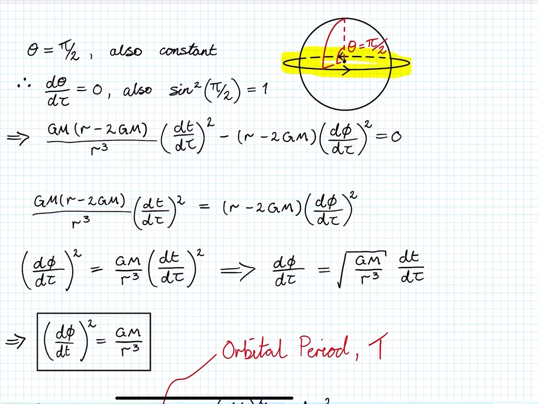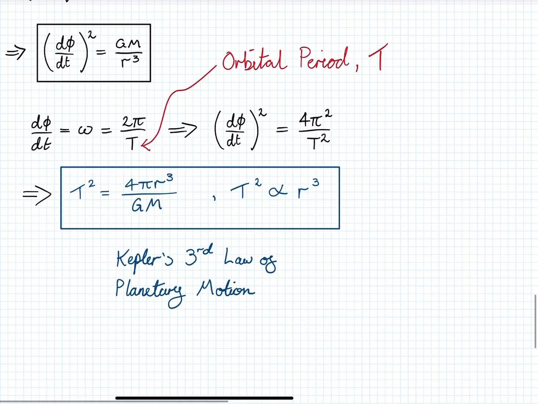Now, with a bit of algebra, we can rearrange and get an expression for our angular velocity in the Schwarzschild spacetime. Noting that angular velocity relates to an orbital period with this expression here, we can plug in our expression for our angular velocity, which we derived, and then rearrange for T. You'll notice we now have Kepler's third law of motion. And this says that the orbital period squared is proportional to the cube of the orbit's radius. And therefore, we have verified Kepler's third law of planetary motion.